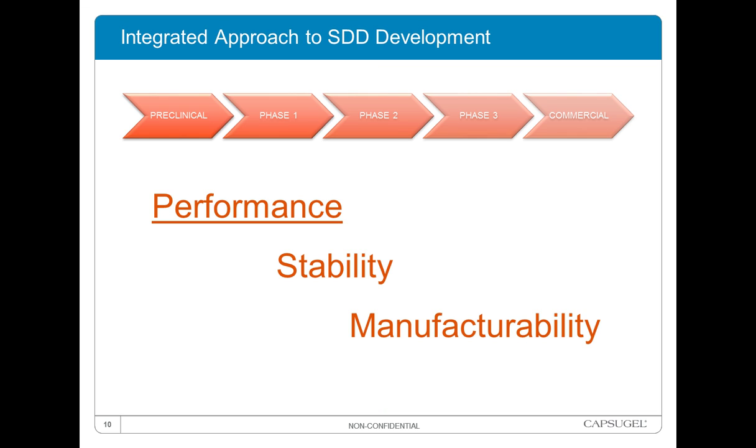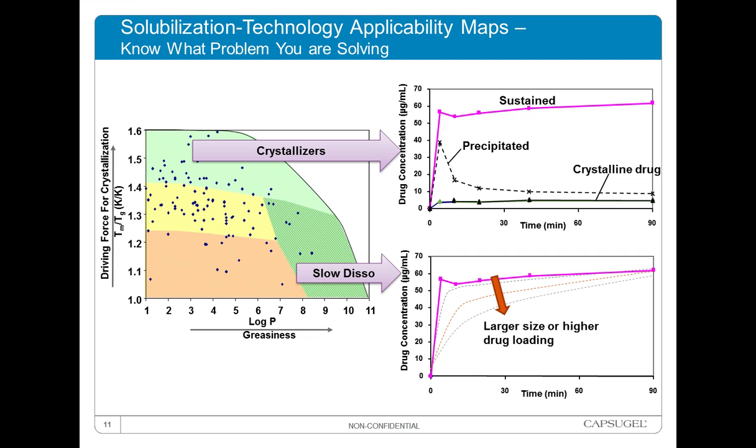So as we formulate an SDD, as with any formulation, we have to focus on the performance, the stability, and the manufacturability of the formulation, and we have to do that in a phase-appropriate manner from preclinical all the way through commercial launch. Today's talk, I'm simply going to focus on the performance aspect, but of course in a real program we would have to balance performance with stability and manufacturability.